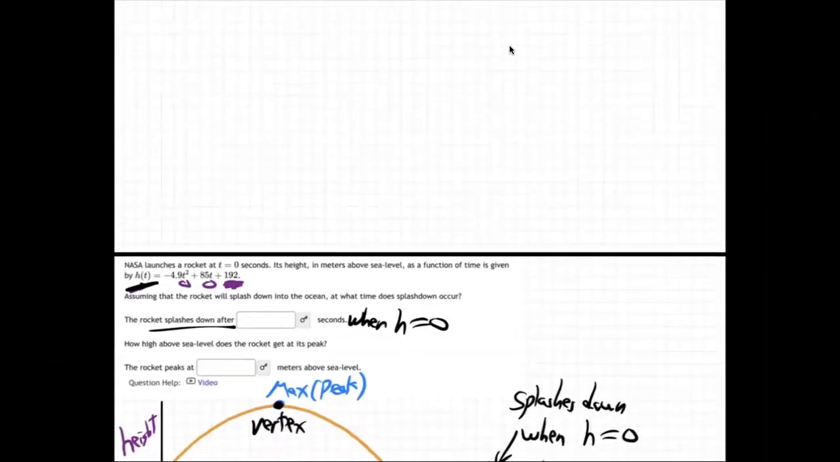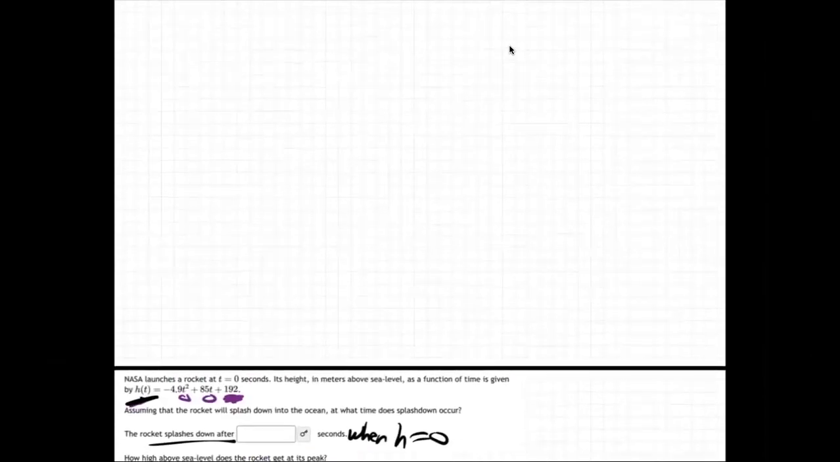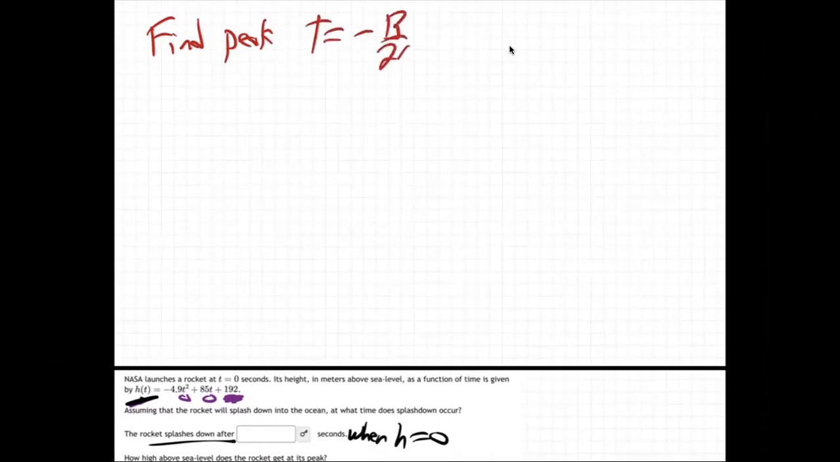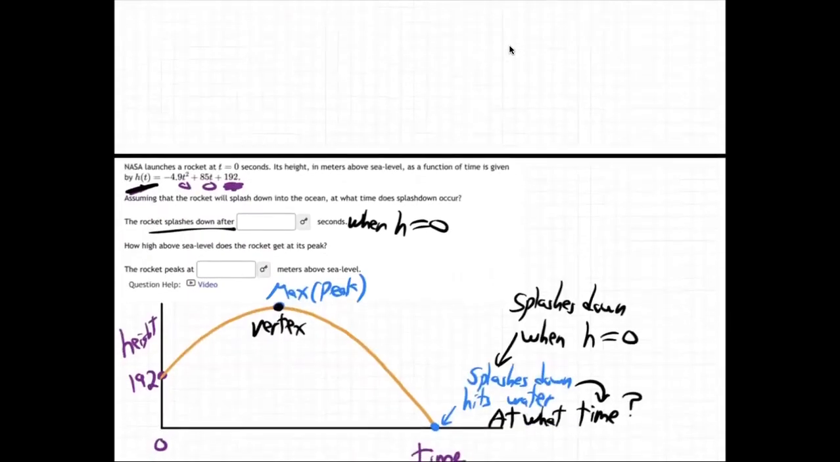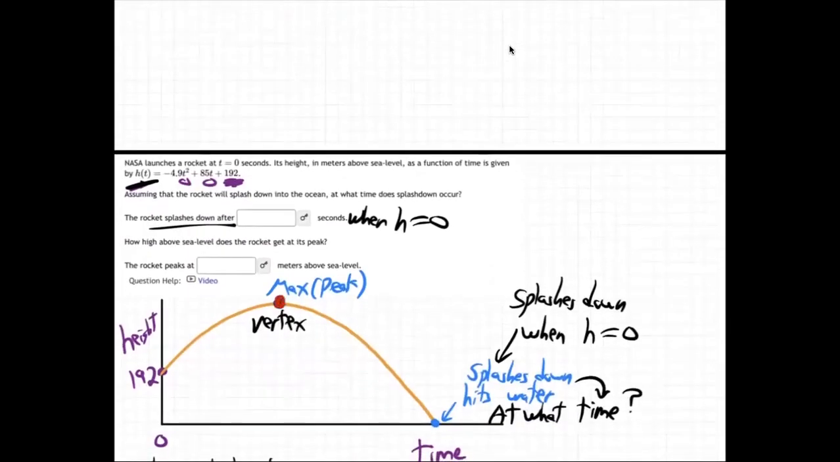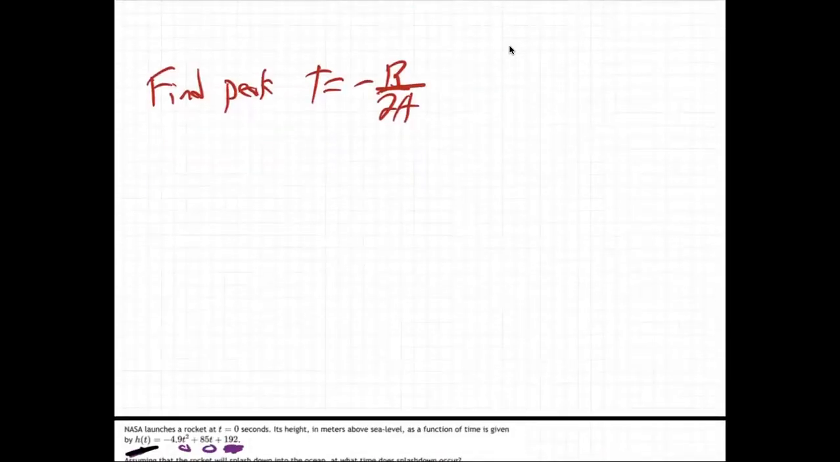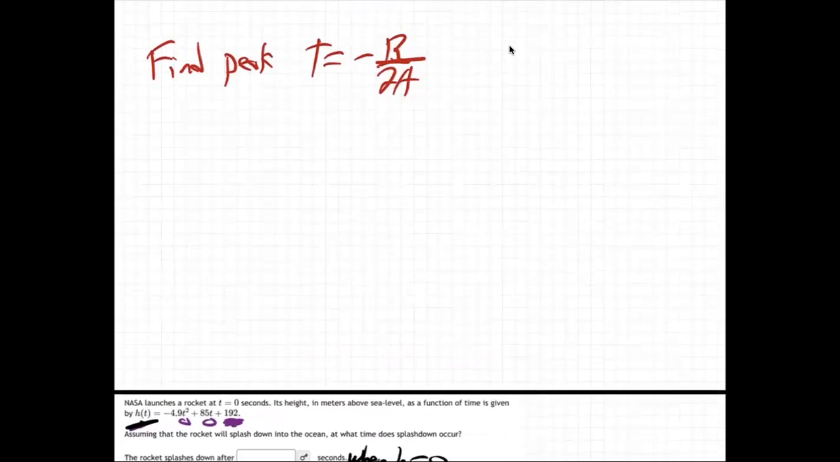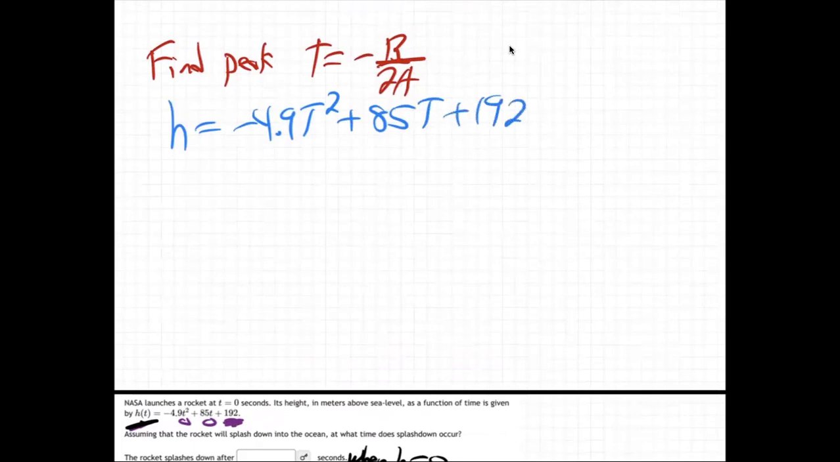So I'm going to take this equation and find the peak. It's going to be t equals negative b over 2a. That's how you find the center, the vertex of a U shape, the very top or the very bottom. It's x, or in this case, t equals negative b over 2a. Our equation is h equals negative 4.9 t squared plus 85t plus 192.